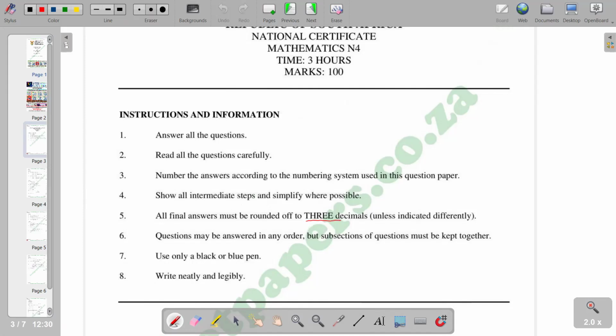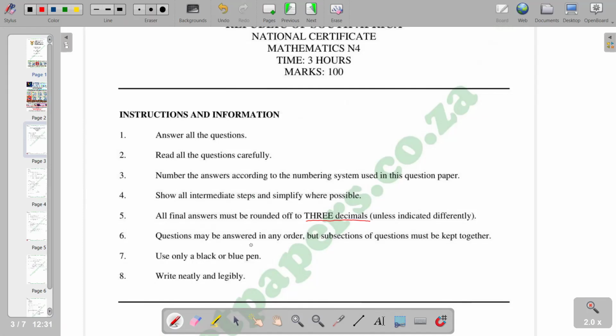If you check, all final answers must be to 3 decimal places unless it has been indicated directly for a specific question. But if there is no indication and the answer is not exact, remember that your answer must be rounded off to 3 decimal places.